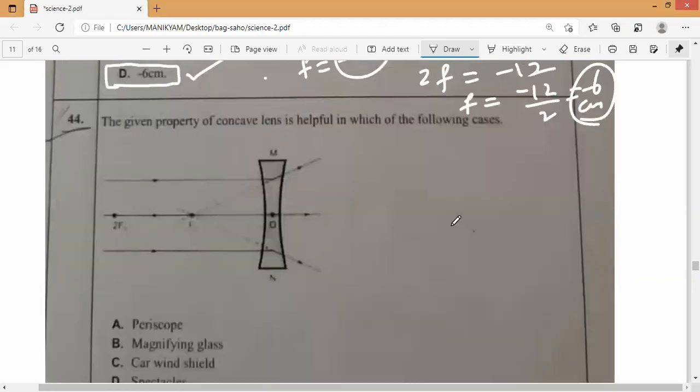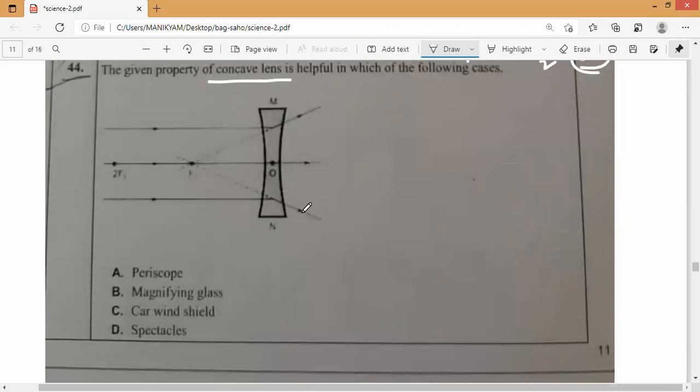Next. The given property of a concave lens is helpful in which of the following cases? Uses of concave lens, if you remember, it will be remembered. So helpful in which of the following cases?